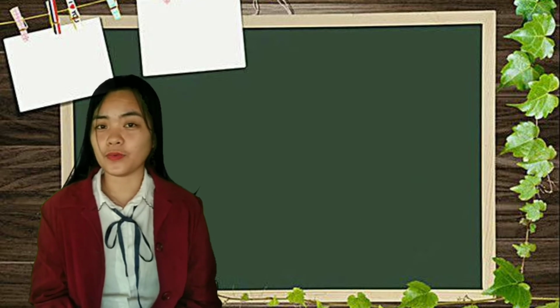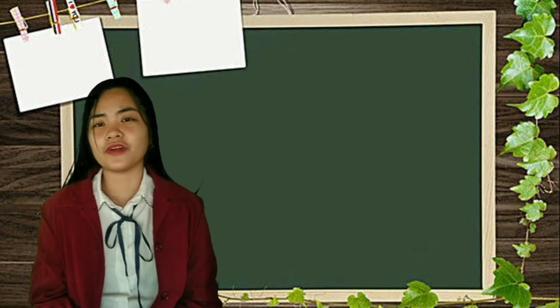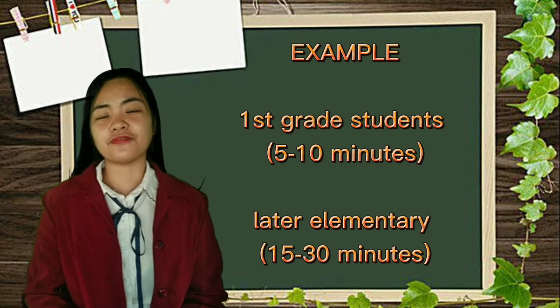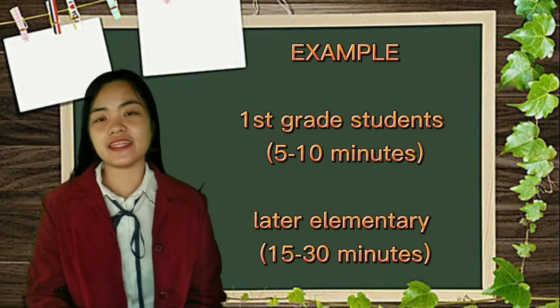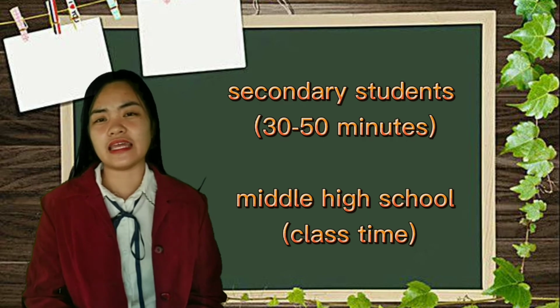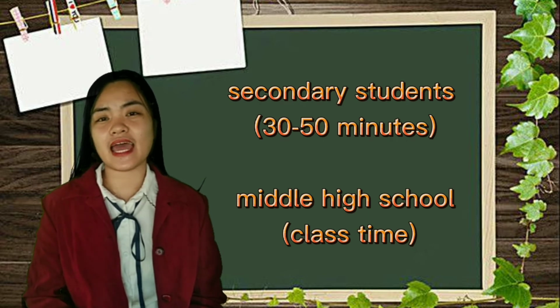As mentioned a while ago, the age of the students and the length of the class time are very important considerations. For example, for first grade students, summative assessment usually lasts for 5 to 10 minutes. Later elementary is 15 to 30 minutes. For secondary students it is 50 to 60 minutes, and for middle and high school, the class time will determine how long the assessment will last.